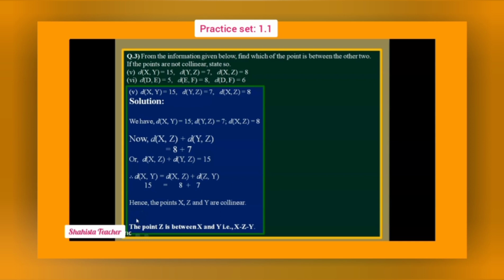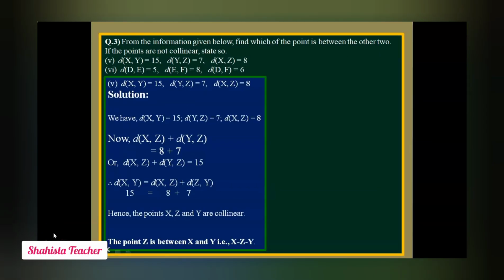Now students, let's solve sub question 6. Sub question 6 is the last sub question of question number 3. Now let's solve sub question 6. Distance of D comma E is 5. Distance of E comma F is 8. And distance of D comma F is 6.